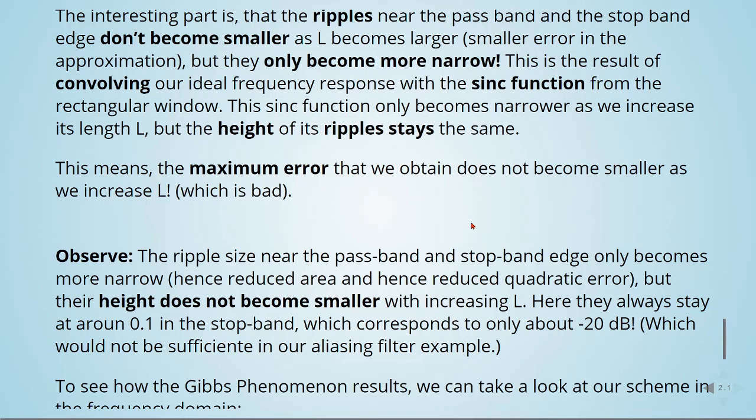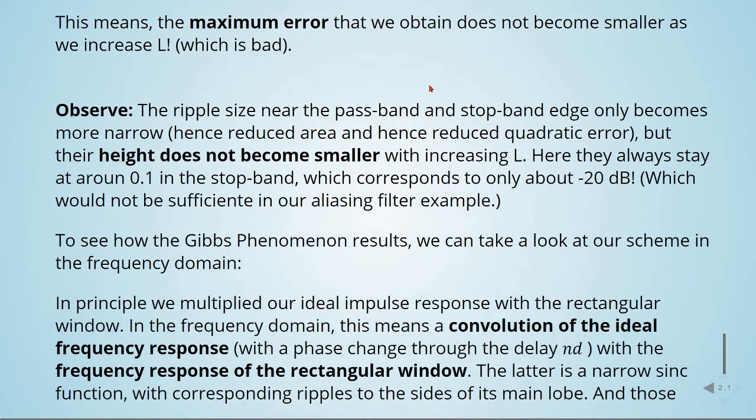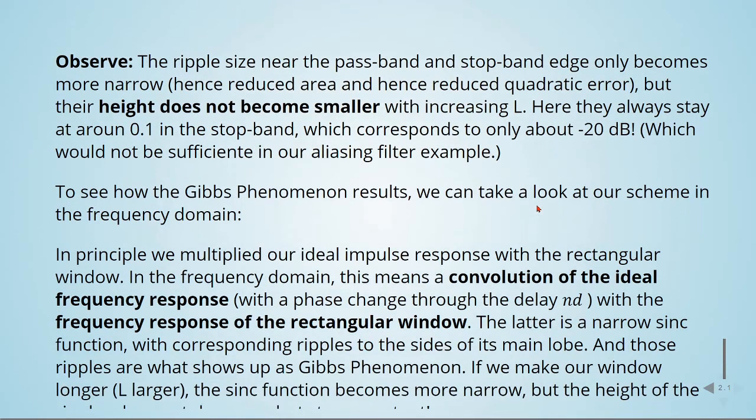So observe that the ripple size near the passband and stopband only becomes more narrow, hence a reduced area and hence a reduced quadratic error, but their height does not become smaller with increasing L. Here they always stay at around 0.1 in the stopband, which corresponds to about minus 20 dB, which is not sufficient for our aliasing filter example.